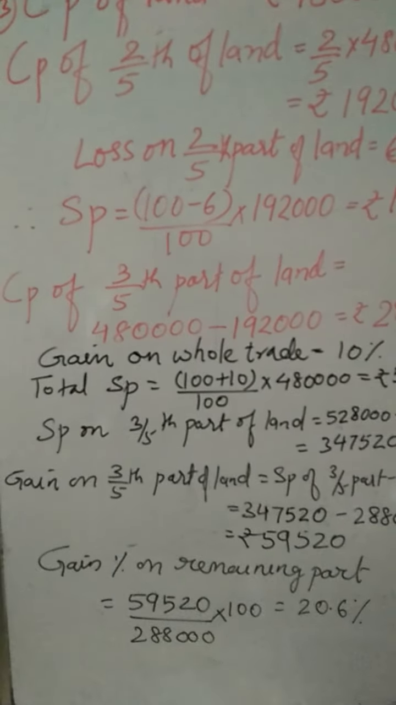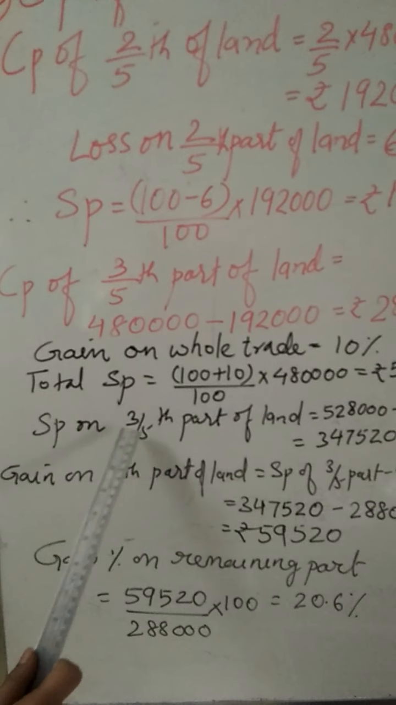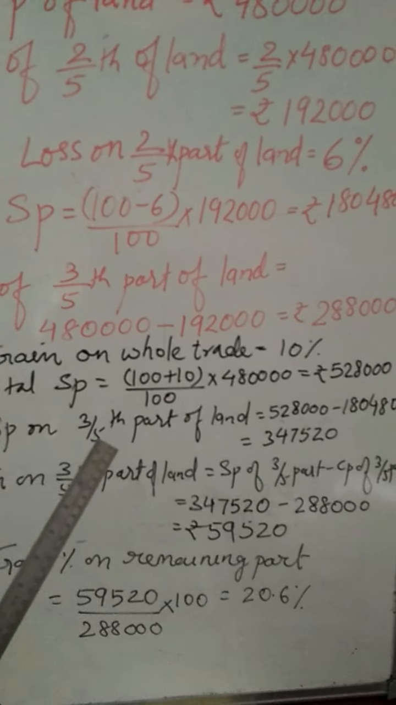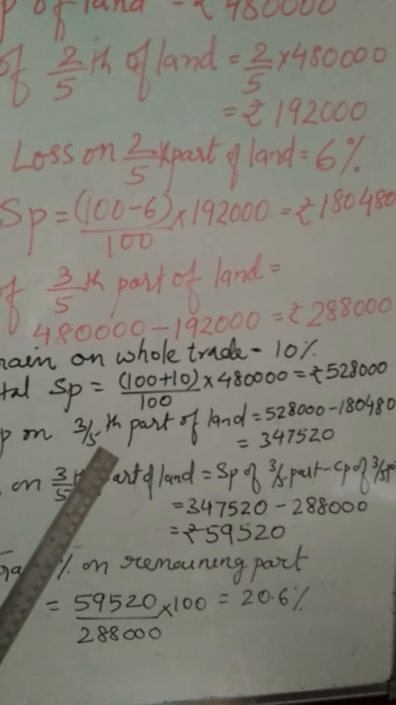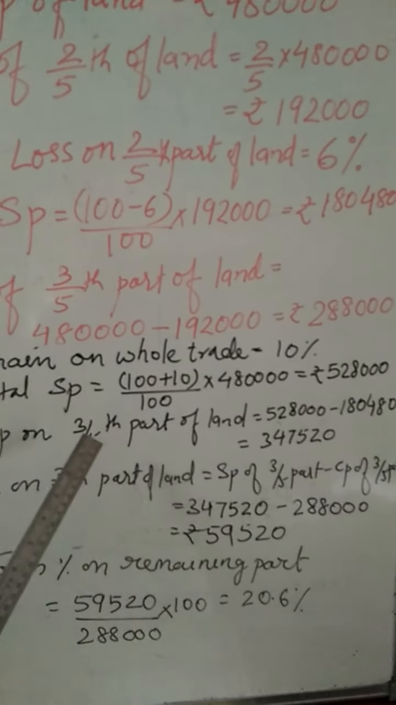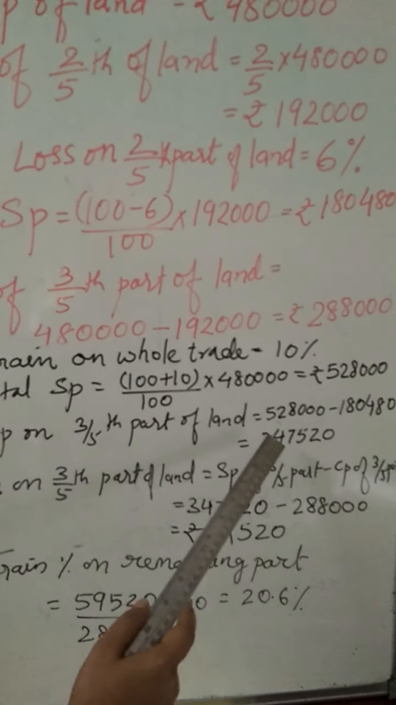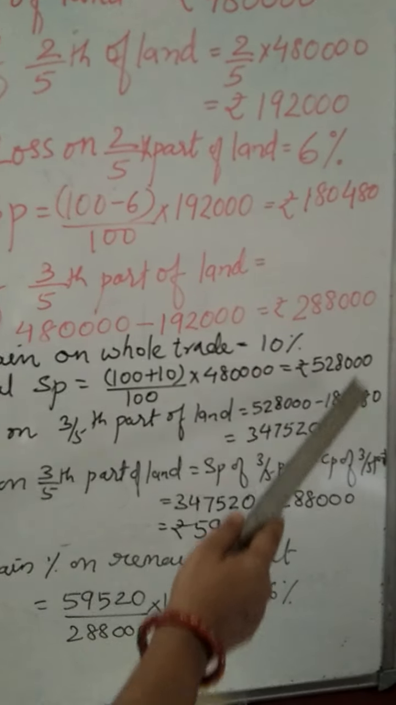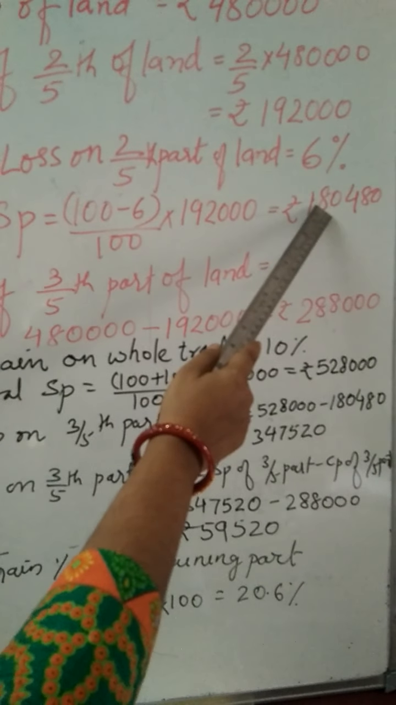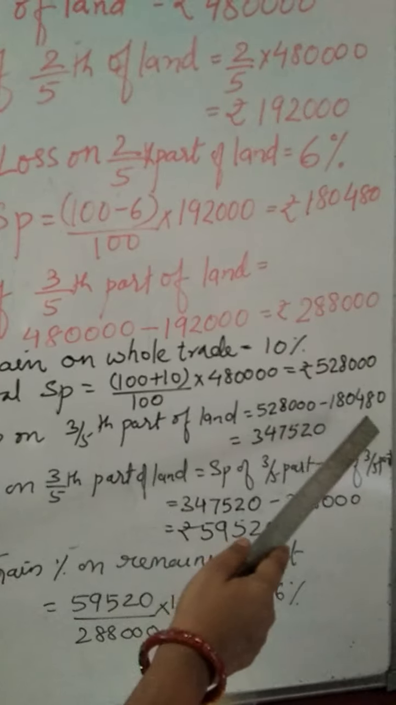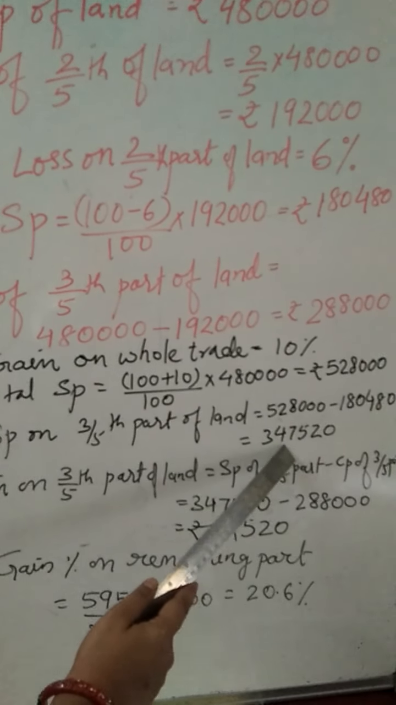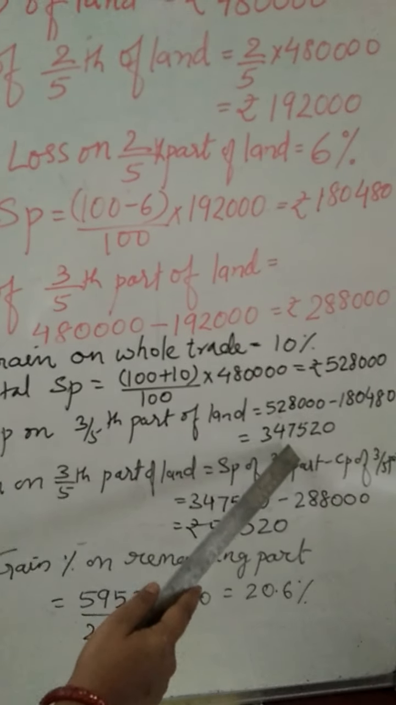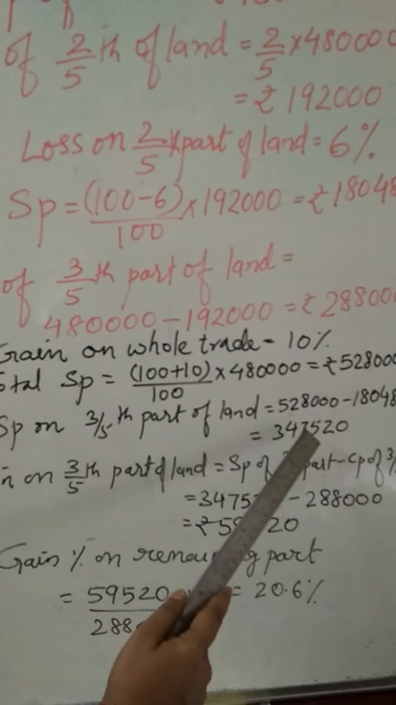That is 528,000. Now SP on 3/5 part of the land. Now again we have to calculate the selling price for the remaining 3/5 part of the land. So how will you get that? You have to subtract total SP minus SP of 2/5 part of the land, which we have already calculated. So when you subtract, you will get this as the remaining amount. So this is SP of 3/5 part of the land.